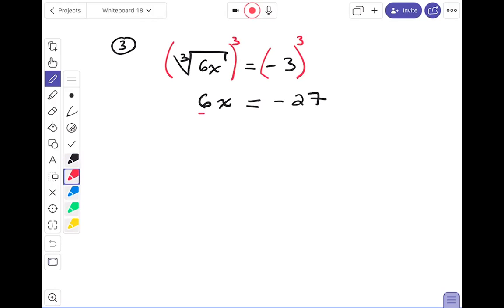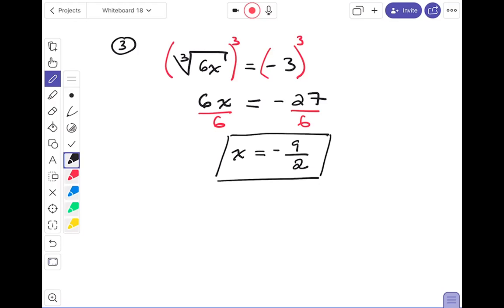What am I going to do now? Divide both sides by 6. And what do you get? X equals, you should reduce it. And what has it reduced by? 3. So what do you get? Let's see, 3 goes into 27 9 times, and it goes into 6 2 times. Again, it may be premature to say that's the answer. I'm still going to check it.